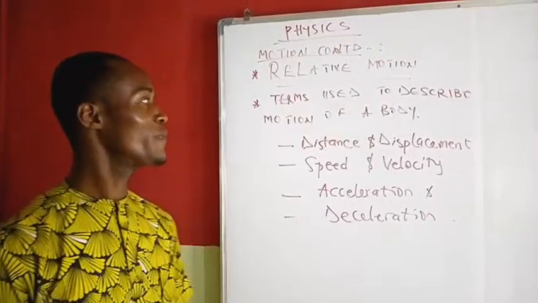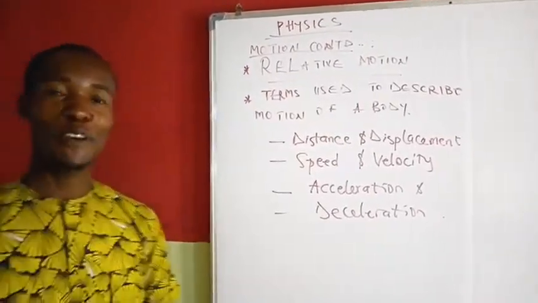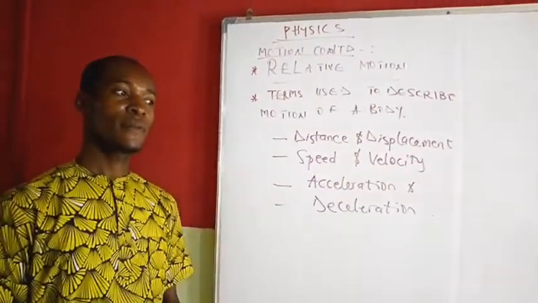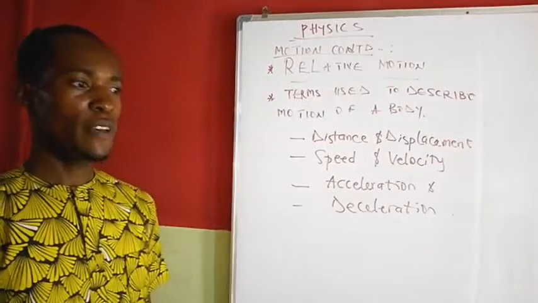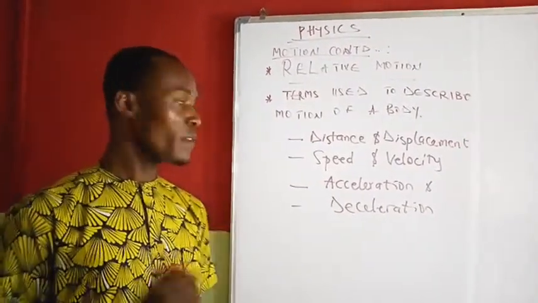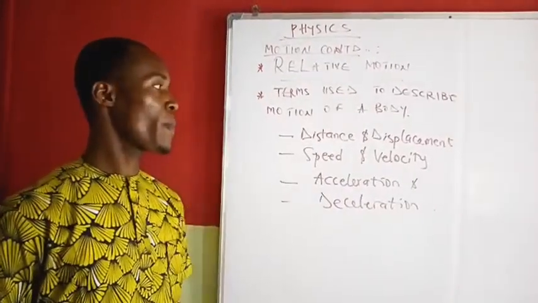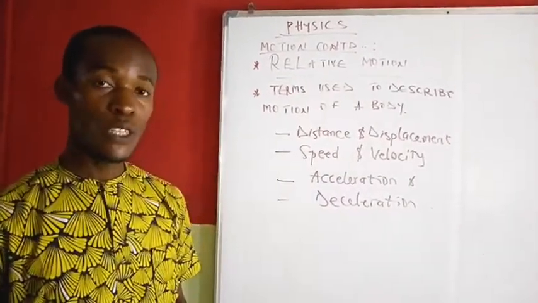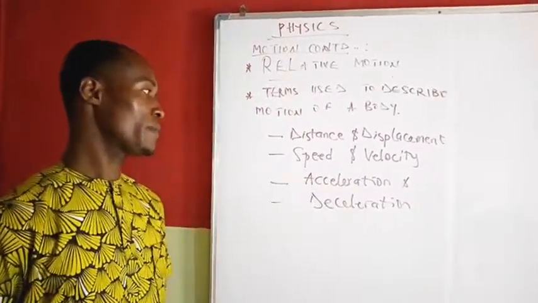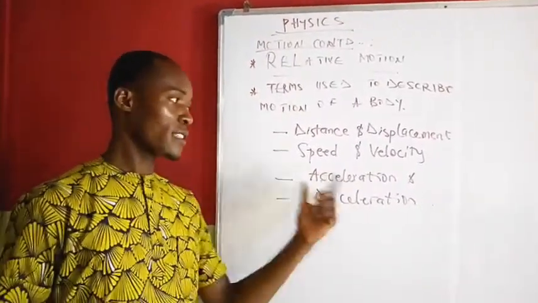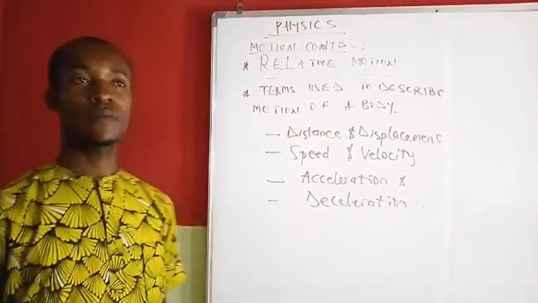Now, we're going to look into the terms used to describe motion of a body. There are some terms that we have to consider whenever a body is moving. One of the terms is distance and displacement. Another term that we'll look into is speed and velocity of the body. Another one is acceleration, and then the last one is deceleration.